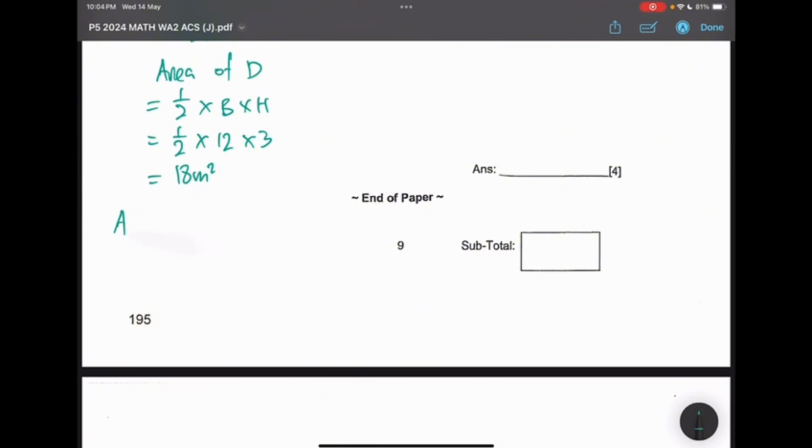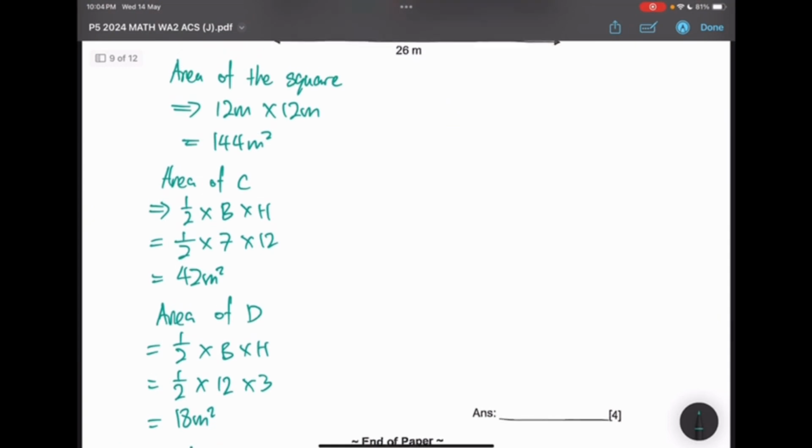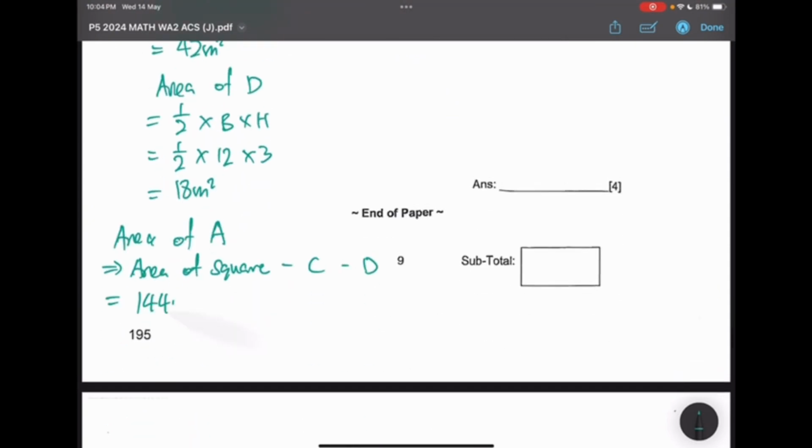Now, to find the area of A, what I want to do is to take the area of square minus area of C minus area of D. What does this give me? I have 144 meters square minus 42 meters square minus 18 meters square. This will give me 84 meters square. And this is the area of shaded part A.